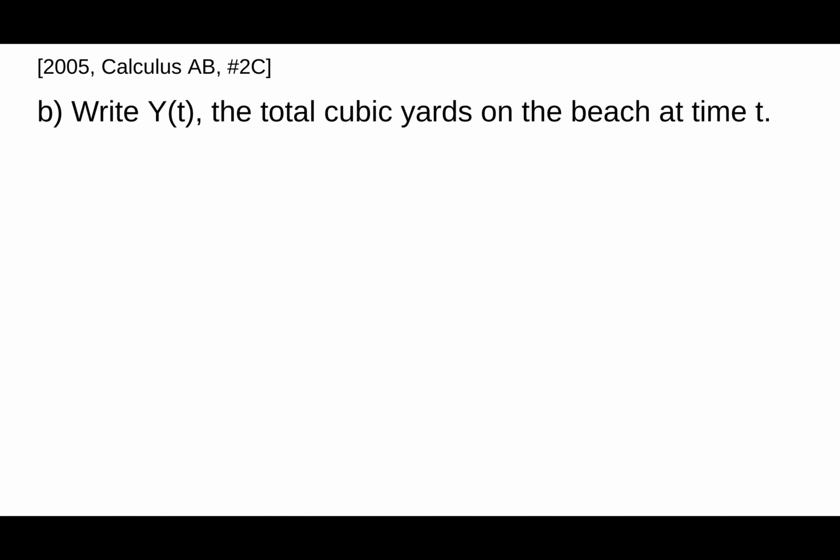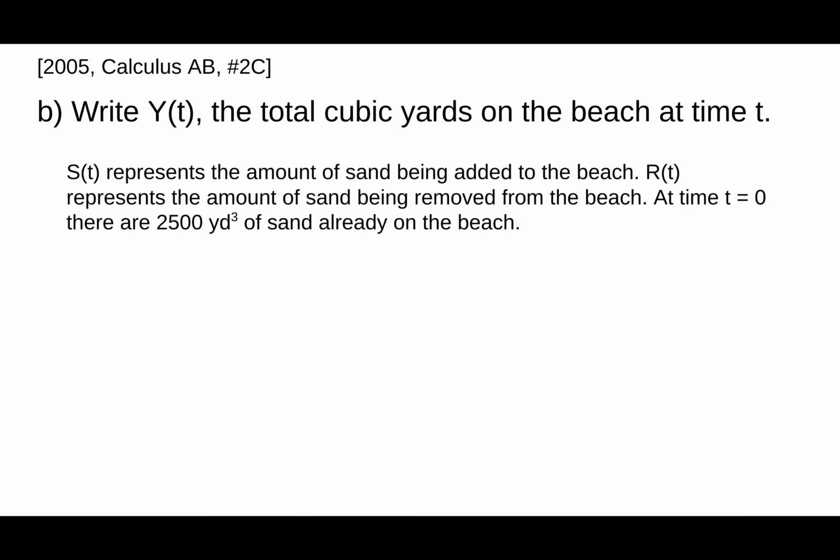In part B, we are asked to find a function y of t, which gives the total cubic yards of sand on the beach at time t. The function S of t represents the amount of sand being added to the beach. The function R of t represents the rate at which sand is being removed from the beach. And at time t equals 0, there's 2,500 cubic yards of sand already on the beach. So a function that represents how much total sand is on the beach at any given time would have to take into account all three of those pieces of information.